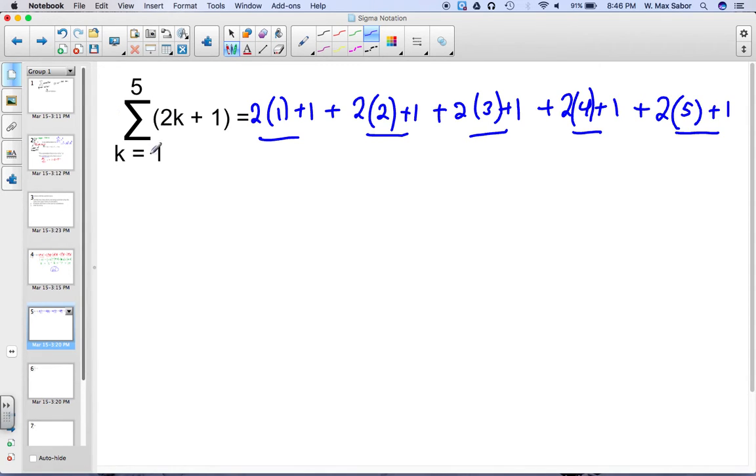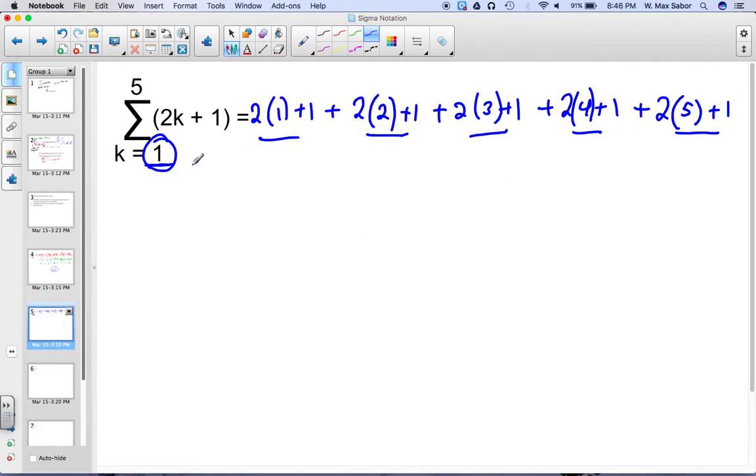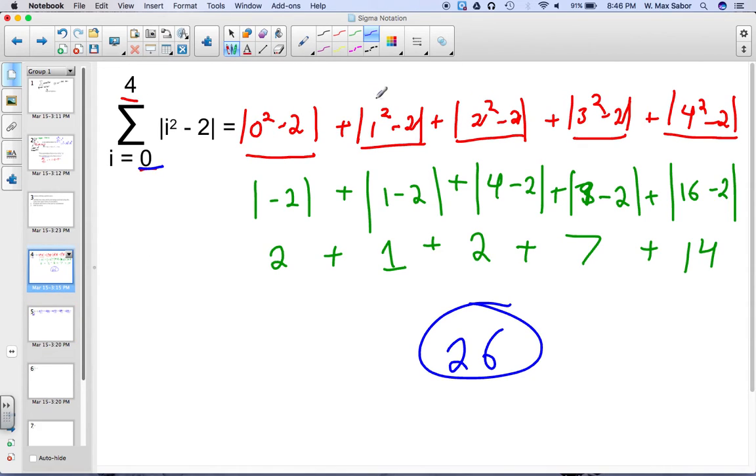One thing that people forget is what this number is. It does make a difference. This one started at 0. This one started at 1. Both of them have 5 terms because this is 1, 2, 3, 4, 5. This was 0, 1, 2, 3, 4.